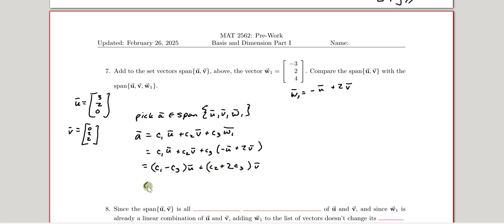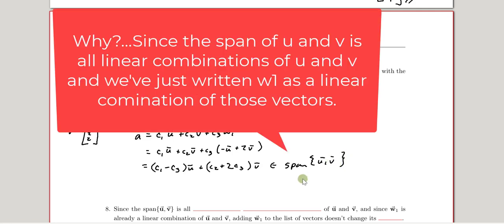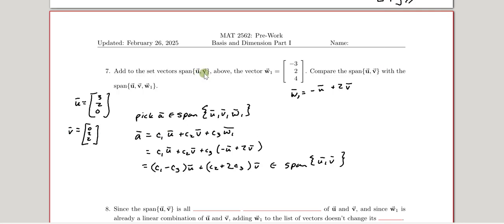And notice that this is just an element, let's write it right here, that's already in the span of U, V. So what I'm trying to say here is that we took all the vectors we could reach as linear combinations of U and V, and we threw a new one in. It turns out in this case, we're not able to reach any new vectors through linear combinations that we couldn't before. And why was that? The reason is because W1 was already in the span of U, V, so throwing that vector in doesn't allow me to reach any others.